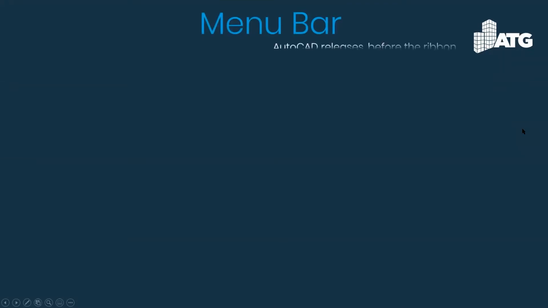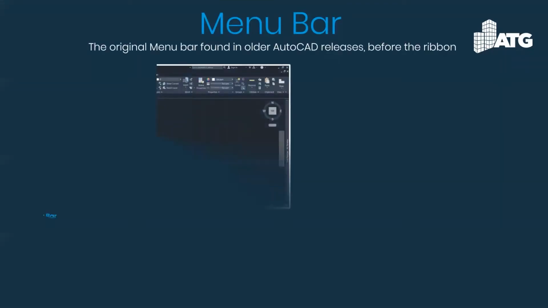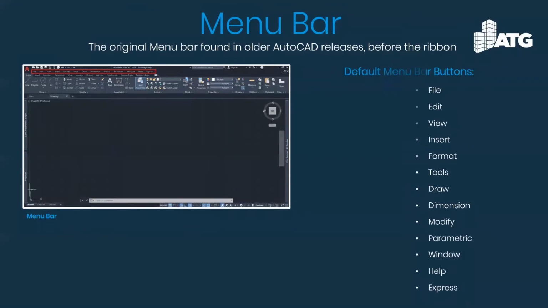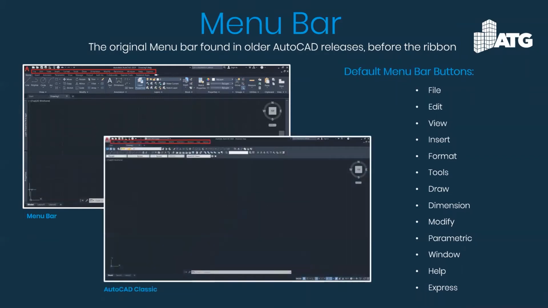This is all about the menu bar. And this is the original menu bar found in older AutoCAD releases before the ribbon. And here's the default menu bar buttons. And this is a little preview of what AutoCAD Classic looks like. I guess we'll go back into AutoCAD for that particular one.